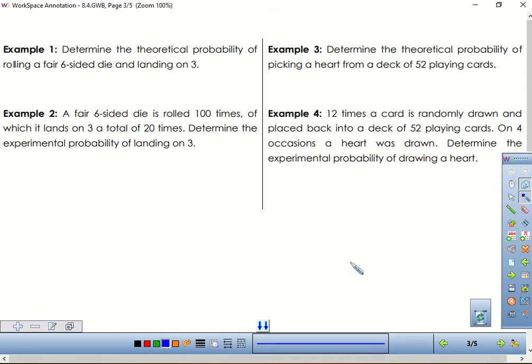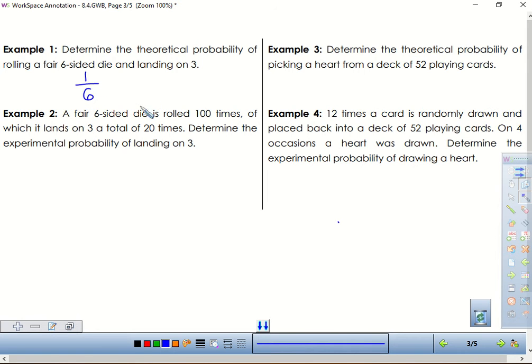So for number 1, it says determine the theoretical probability of rolling a fair 6-sided die and landing on a 3. So how many sides are there to a die? 6. Good. So the chances of landing on a 3 are? 1 in 6. Very good.